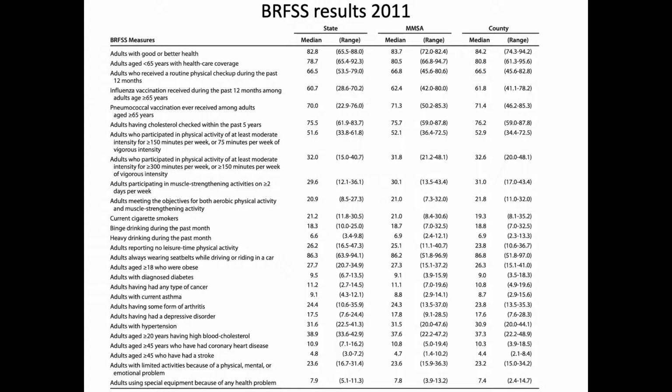Here are some BRFSS results from 2011, just to give you an idea of some of the content. And this is for state, micropolitan and metropolitan statistical area and county. And as you can see on the left, there's things like self-rated health, questions about access to care, having received a routine checkup in the past 12 months, having cholesterol checked, questions about vaccinations in the past 12 months or ever, questions about physical activity, smoking, diagnosed diseases, for example.